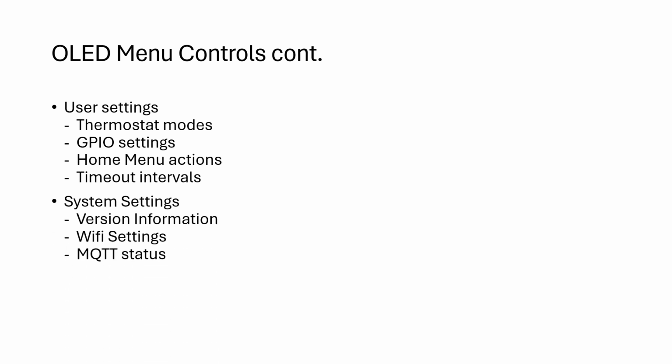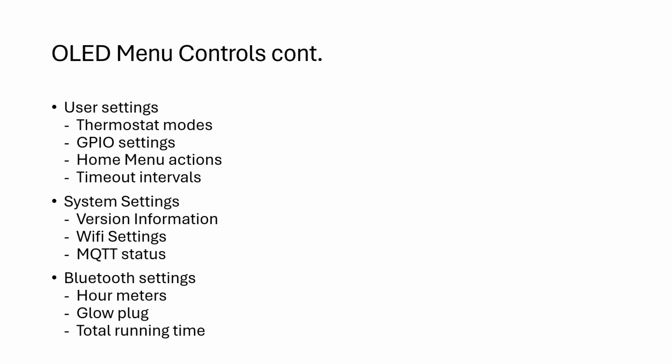Under the system settings, you have the version information of the firmware that's running within the Afterburner. You have the ability to configure your Wi-Fi, the MQTT status, which I will touch on later. And you also have the Bluetooth settings. You have hour meters, glow plug, total running time, all of those things available to you.